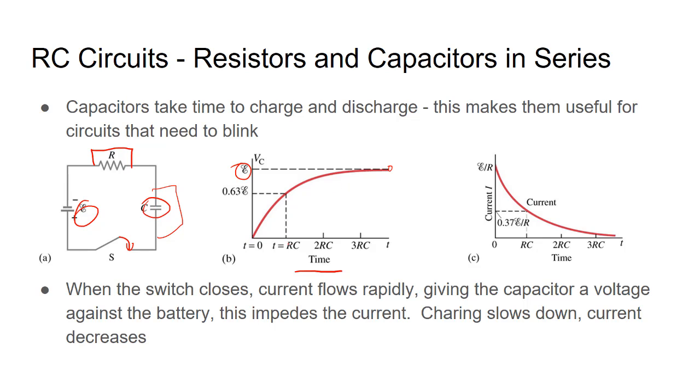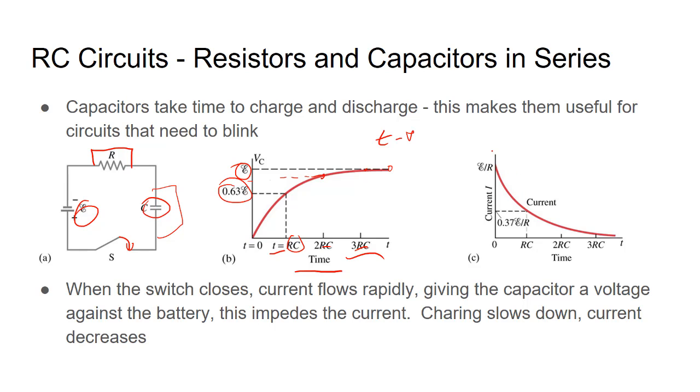And so what we see down here is how long it takes to reach certain milestones. The time to get to 63% of the EMF is RC, where R is the resistance of the resistor hooked in series with this capacitor, and C is its capacitance. At 2 RC, we have almost reached capacity. At 3 RC, we are essentially there, although this is an exponential graph, so to really get all the way there, t would have to go to infinity, but we're close enough after 3 RC that it doesn't really matter.